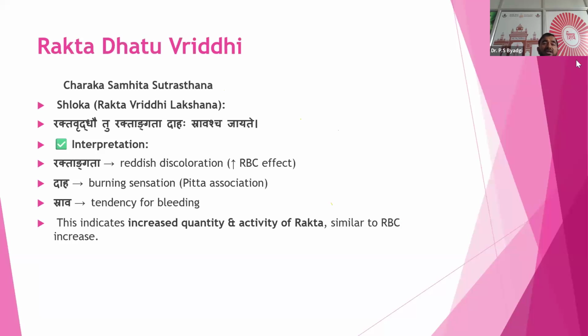So Rakta Dhatu Ruddhi Lakshanas are mentioned in Ayurveda: Rakta Ruddho to Raktangata Daha Sravascha Jayate. So that is the Raktangata Daha. Raktangata is a reddish discoloration because the RBC count is more. Burning sensation, Pitta association, and Srava, a tendency for bleeding. So this can be increased quantity and activity of the rakta, similar to the RBC count being increased.